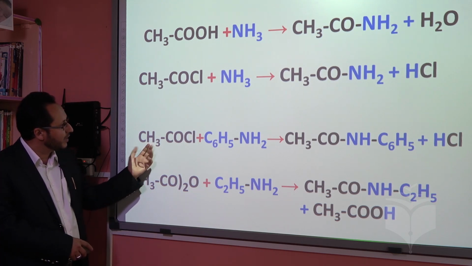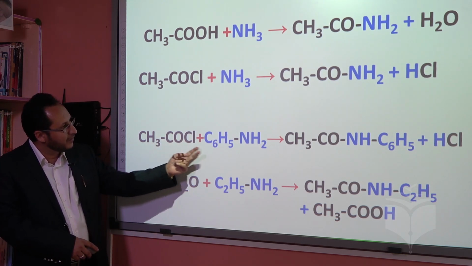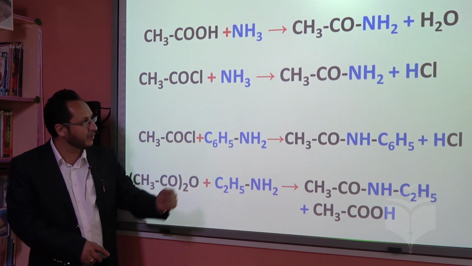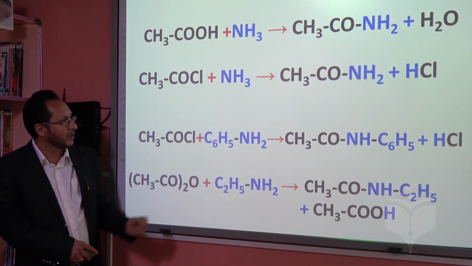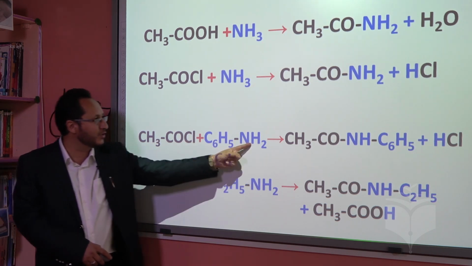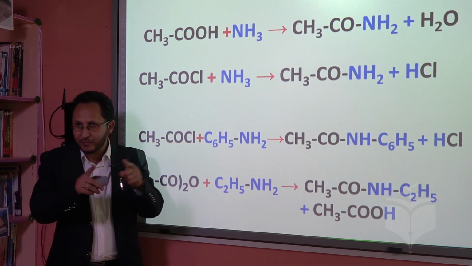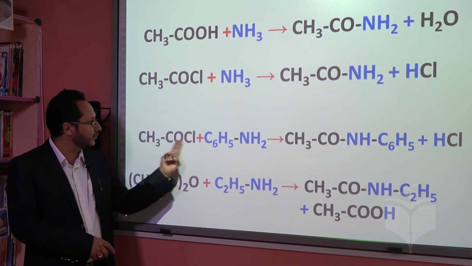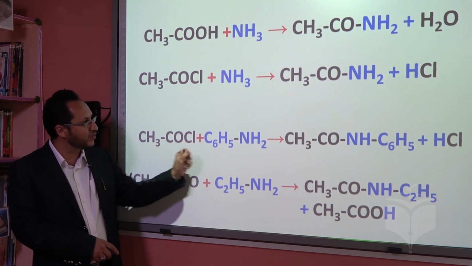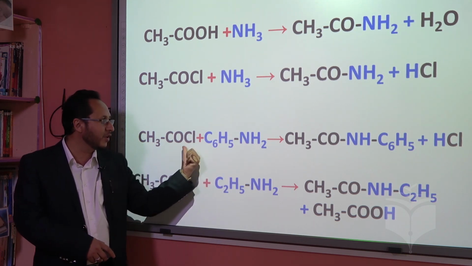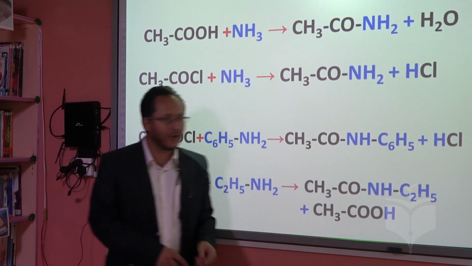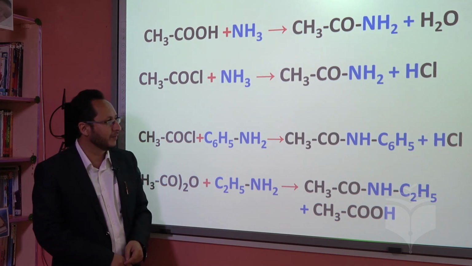Here we have CH3COCl. This is with the primary amine. Just remove one hydrogen from the primary amine with Cl and join the rest at the same position that you cut. I cut from CH3CO, from CO. So you have to join with NH, then go back to C6H5. So NHC6H5, the same position.